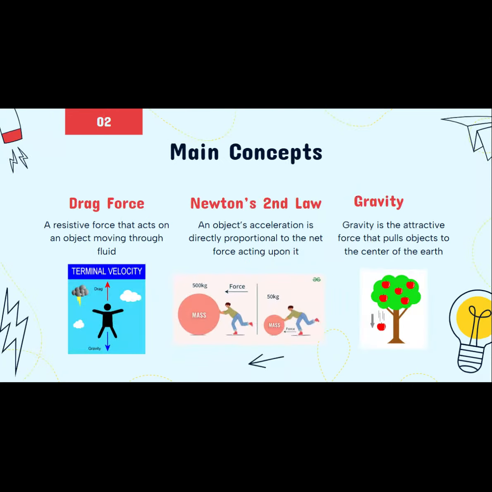Some key concepts that we'll discuss include gravity, drag force, and Newton's second law. Gravity is the attractive force that pulls objects towards the center of the Earth. It's what causes objects to fall. Drag force is a resistive force that acts on an object moving through a fluid like air or water and always opposes the motion. Newton's second law states that an object's acceleration is directly proportional to the net force acting on it, and inversely proportional to its mass. This helps us calculate how the ball accelerates under gravity and drag.